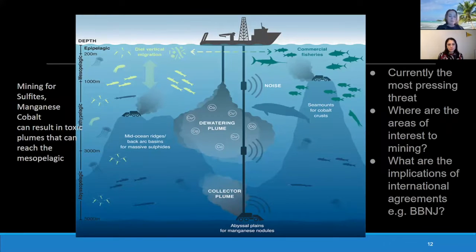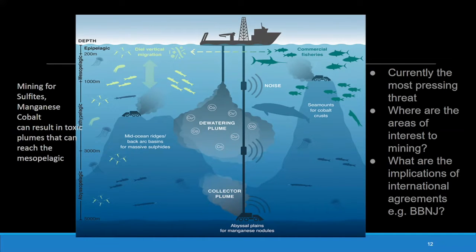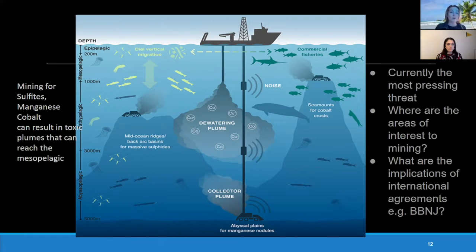Now, it's the Anthropocene, and so that means that even in the mesopelagic, or the ocean twilight zone, there can be threats from human activities. And the most pressing threat that we know of right now is from deep sea mining. Mining for sulfides, manganese, cobalt can result in toxic plumes that can reach up to the mesopelagic zone, and this can disturb the ecosystems. It can choke the organisms that are in there, and can introduce toxins, and we're still trying to figure out how they interact or could potentially have an impact on the mesopelagic zone.